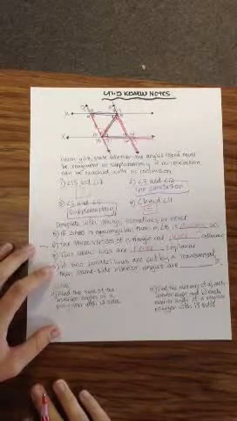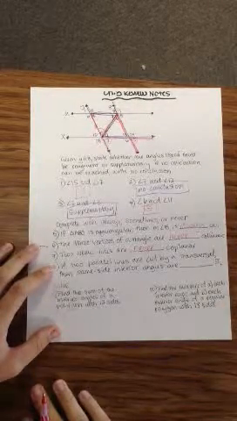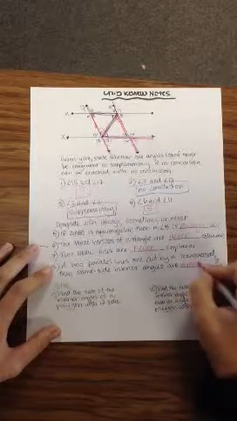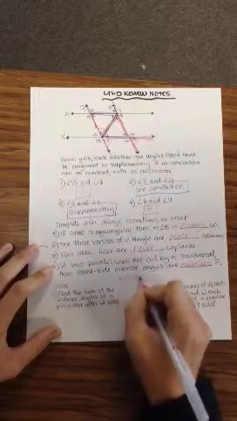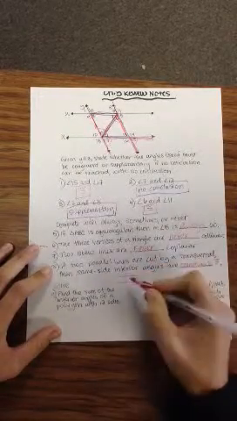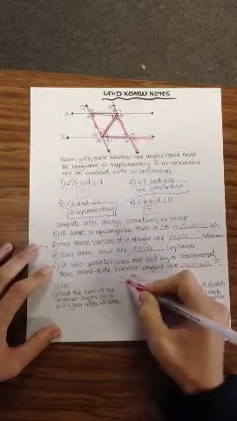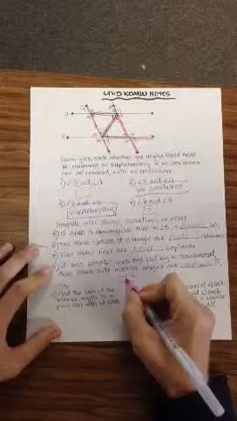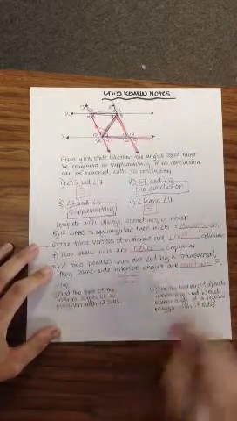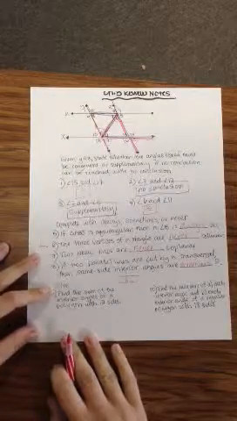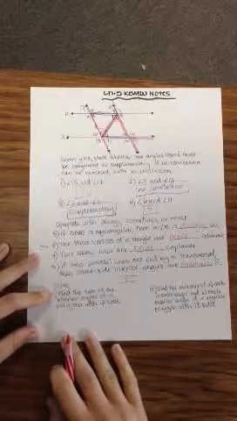And 8, if 2 parallel lines are cut by a transversal, then same side interior angles are sometimes congruent. Okay? Because remember what we know about them. If we have parallel lines cut by a transversal, we know that those same side interior angles are always going to be supplementary. Now, in one special case, where they're both 90s, will they also be congruent? So it's sometimes.